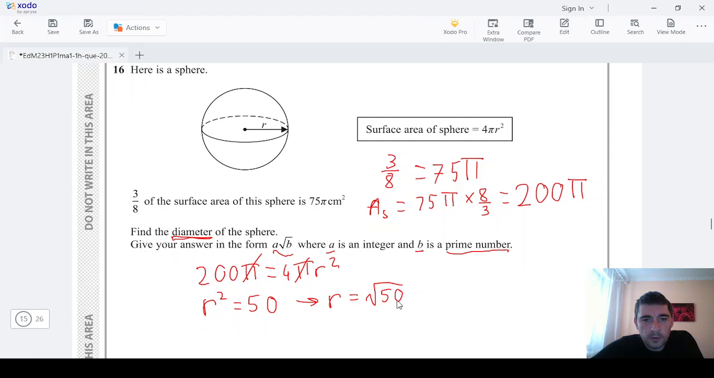Now check if there's a perfect square. Does any perfect square go into 50? So I can split that into 25, which is a perfect square, times 2.